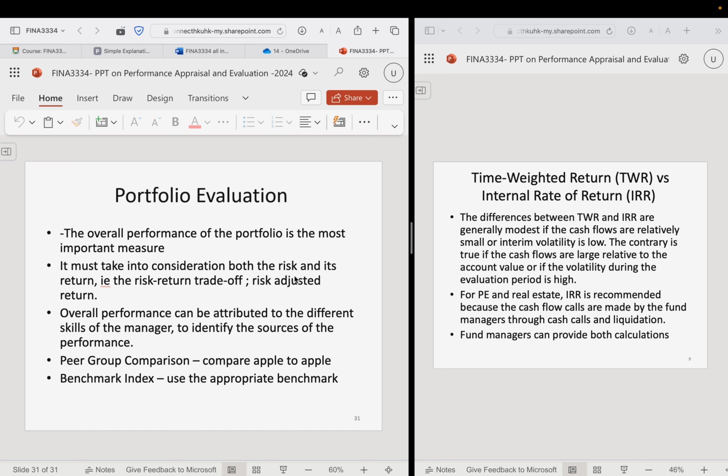And think about that: in the hedge fund industry, if there's no performance fee payable to the fund manager, he will not like to take extra risk, because there's no point. If you take extra risk, you may lose money, and then people will withdraw the money.